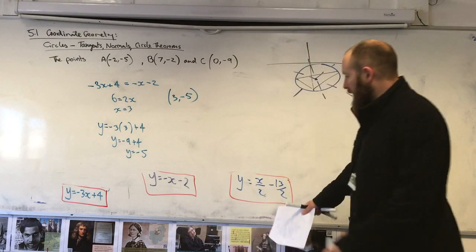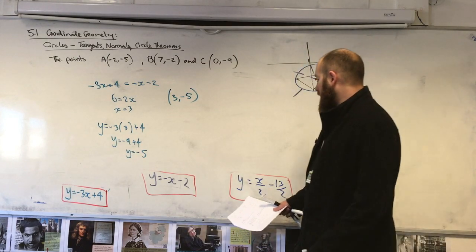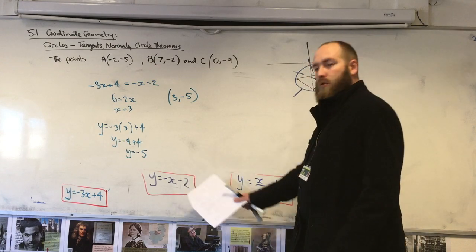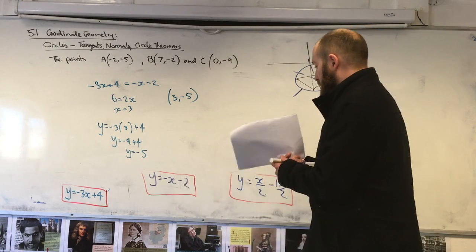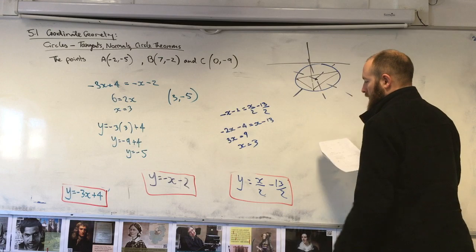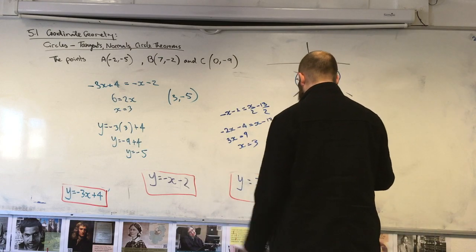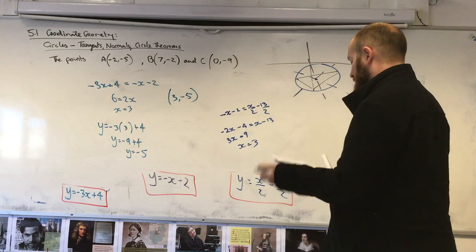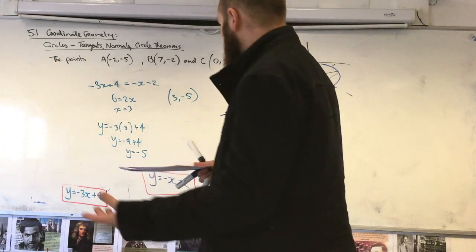Now I didn't actually use this equation, so let's now try and see if this equation and this equation also solve to give 3, minus 5. So it's really fast. Yeah, x does equal 3, and then we put that in for minus 5. Good. So that is our midpoint for this circle. Now we just need to find the radius.